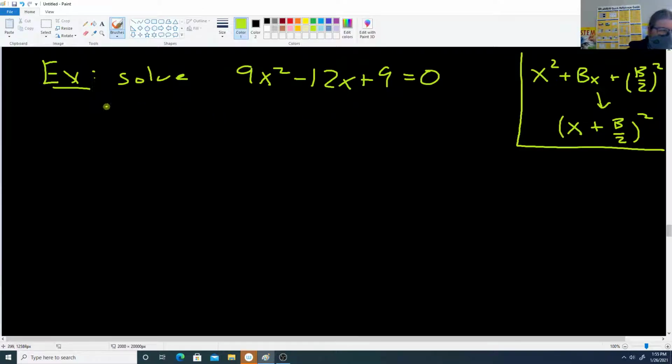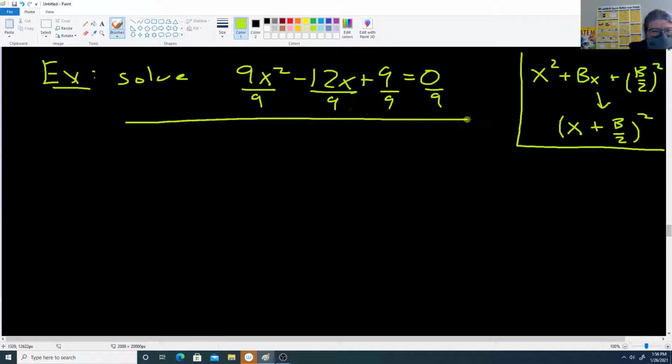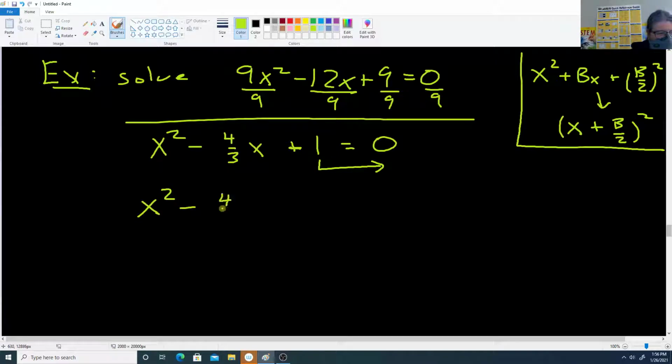Now, step 1 in this problem, I have to divide everybody by 9, because the completing the square equation I just put over here only works for an x squared. It doesn't work for a 9x squared. So I divide everybody by 9. I get x squared minus 4/3 x plus 1 is equal to 0. I need to slide the 1 on over and create a spot to put the b over 2 squared value, and then we'll start pairing stuff up.